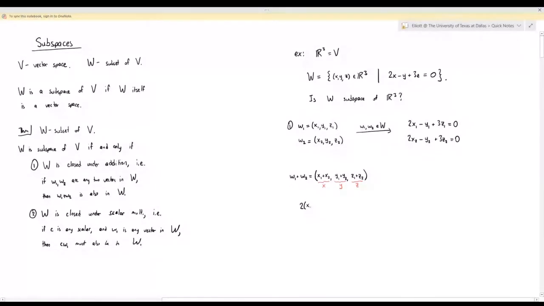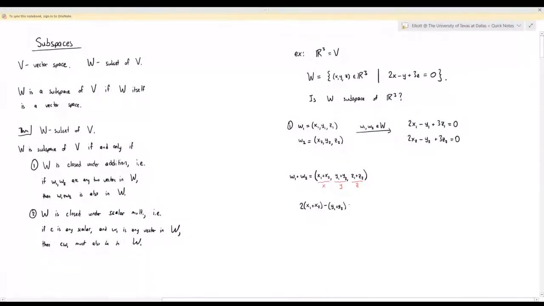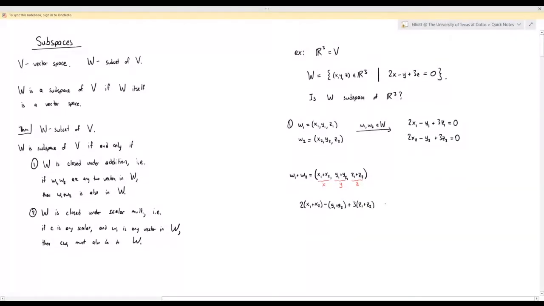So we're going to have 2x, and then minus y, then plus 3z. And so the question is, is this going to equal 0? Now we don't know these numbers, but we do have the assumption that x1, y1, z1 satisfy this equation, and that likewise x2, y2, z2 satisfy this equation as well.